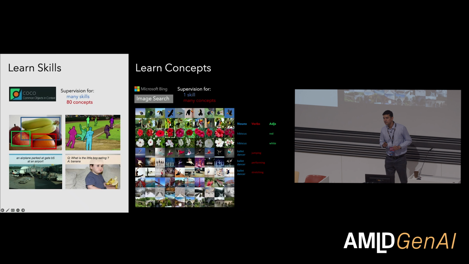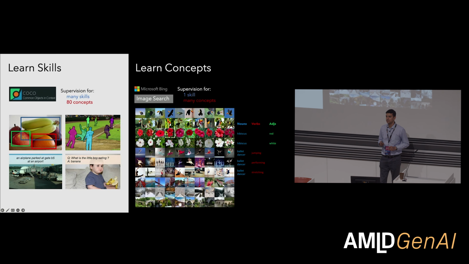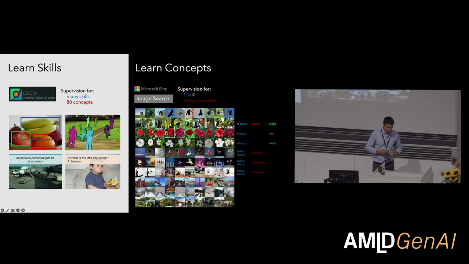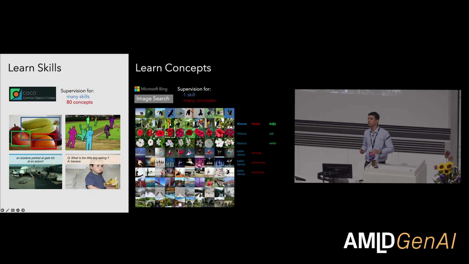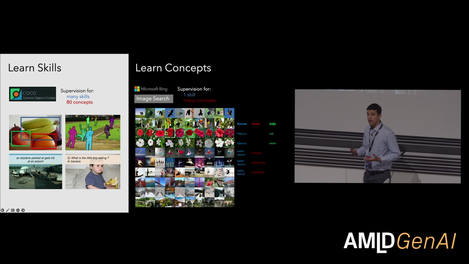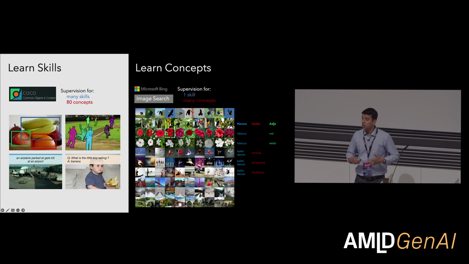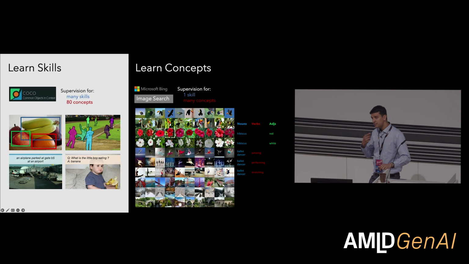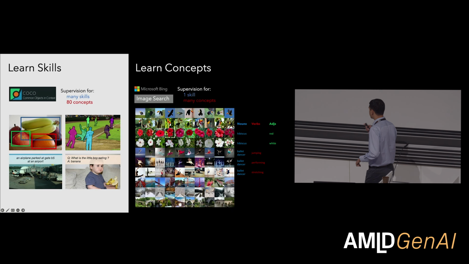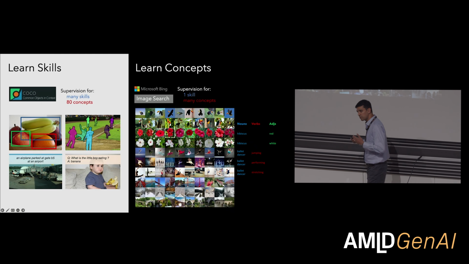You can learn skills through more traditional computer vision datasets, like COCO, for example. COCO has lots of annotations, but for very few concepts, just 80 concepts. It has annotations for detection and segmentation and so on. But we really want these models to learn a lot more about the world. And this does not require us to scale up COCO to millions and millions of annotations. Instead, we can learn skills from COCO, and then we can learn concepts from the web.